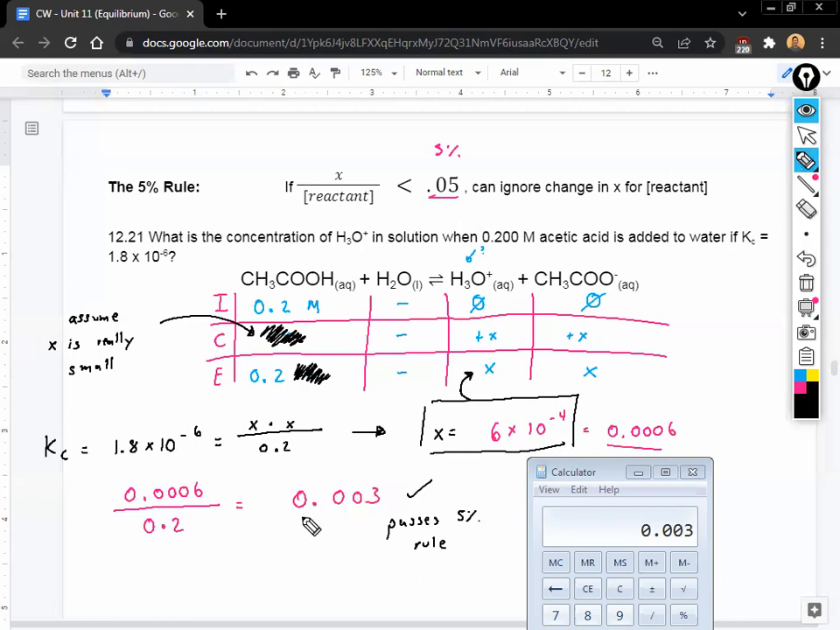And it's because it passes the 5% rule. If you divide the x by the reactant concentration, it's less than 0.05. It's okay to ignore x. A lot easier, right, than doing the quadratic, and a lot fewer places for you to mess up your calculations.